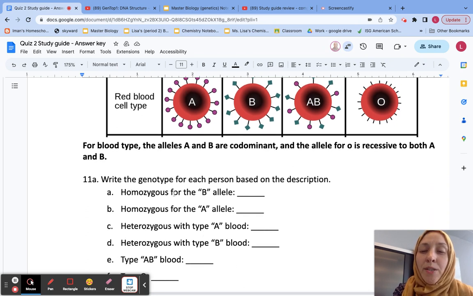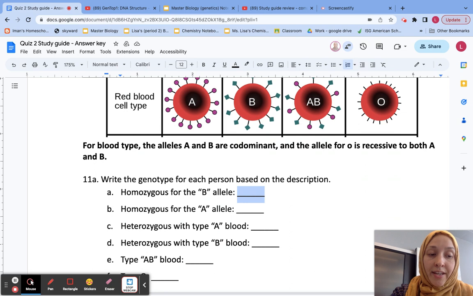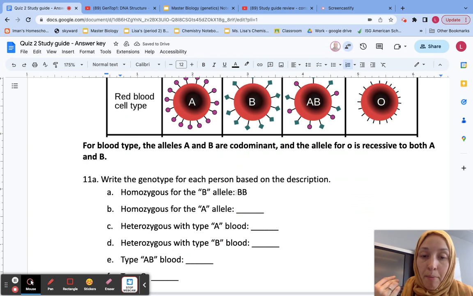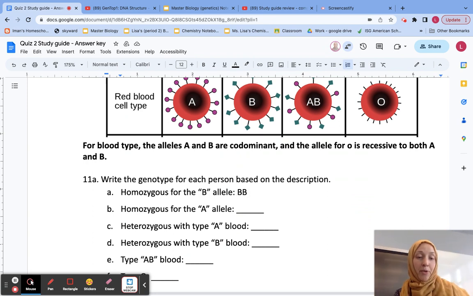If someone is homozygous for the B allele, first try and answer on your own and then compare it to my answer. So quickly pause the video and answer. Okay, now we'll answer together. Homozygous for the B allele, that means two B alleles. Remember, all of our genotypes are going to have two alleles because we're diploid, right? Okay, so it's not just B, it's BB. Homozygous for the A allele, that means we have two A alleles.